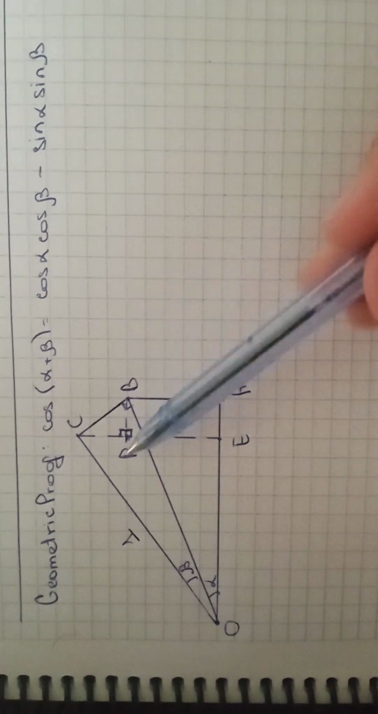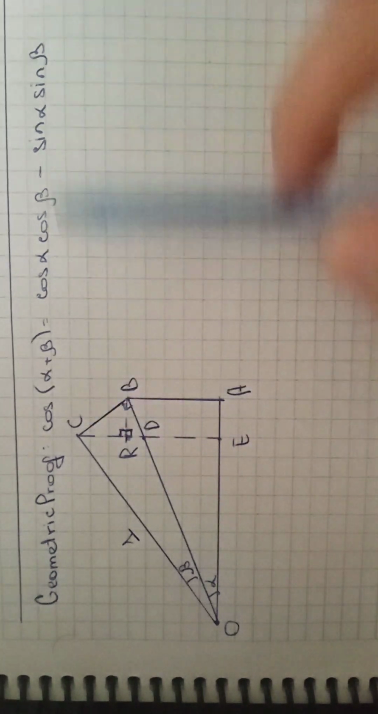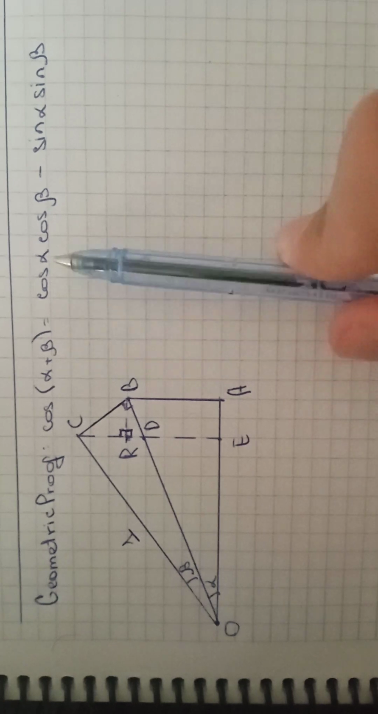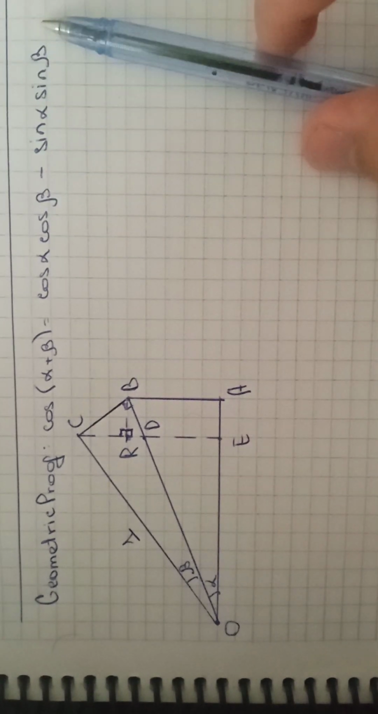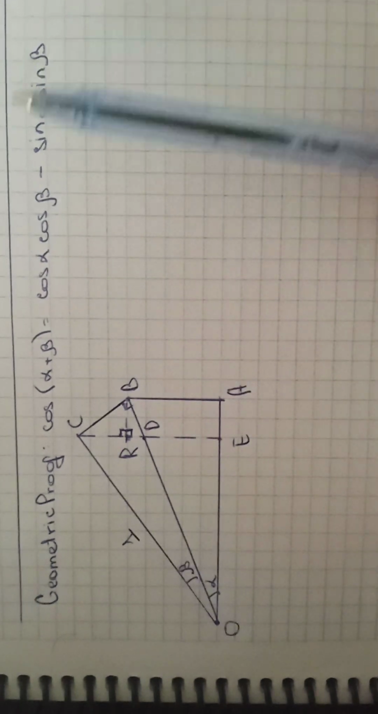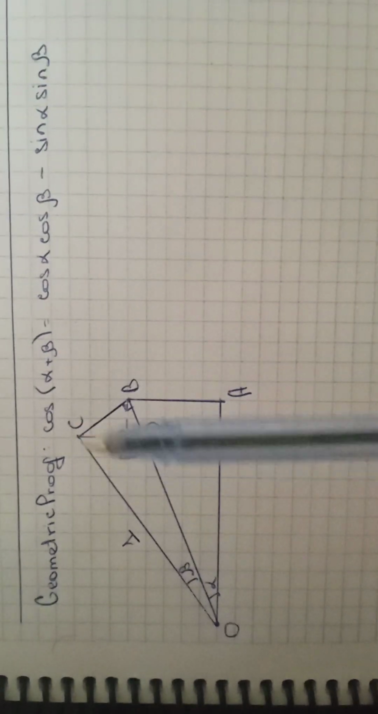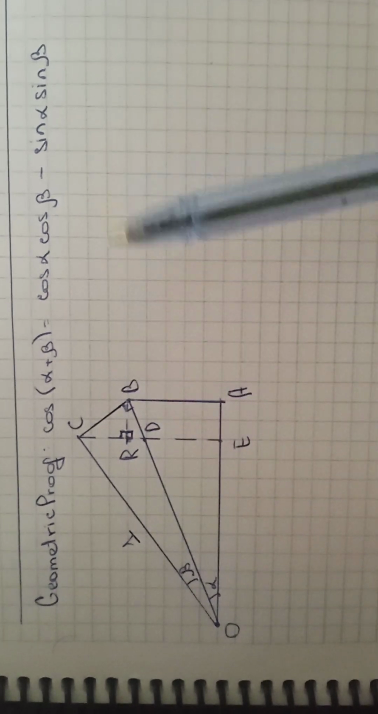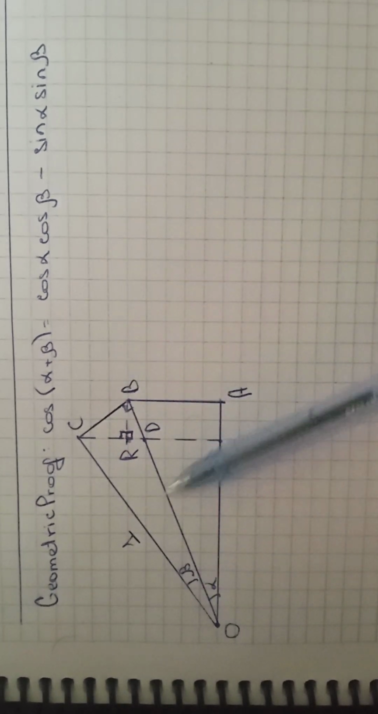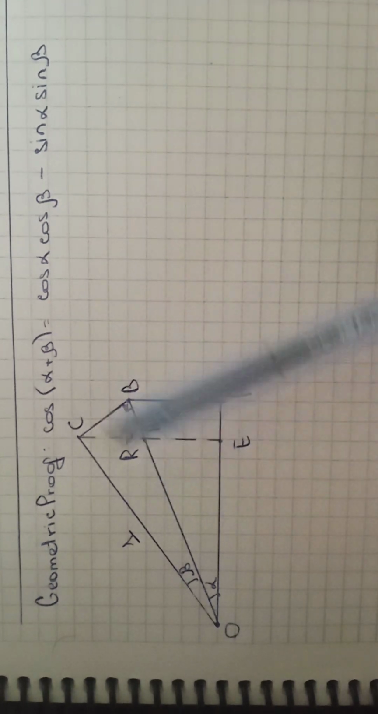This video is going to be a geometric proof of the compound angle identity cosine alpha plus beta is equal to cosine alpha times cosine beta minus sine alpha times sine beta. And to prove this compound angle identity geometrically, I'm going to be using this diagram over here. Let me first explain this diagram to you so that I can move on to the proof itself.